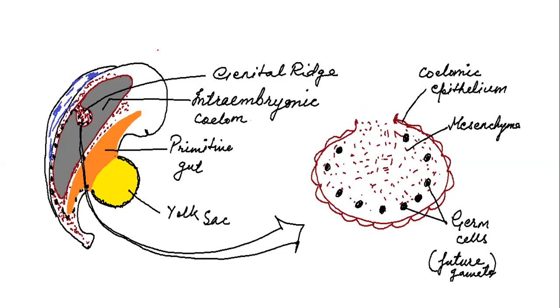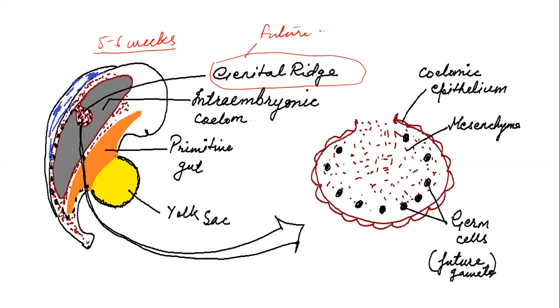Ovarian development, so that we can understand where these follicles actually come from. Around 5 to 6 weeks, during the embryonic period, the genital ridge develops, which is nothing but the future gonad. It is bipotential, which will differentiate into either ovary or testis. So the genital ridge is the future gonad.